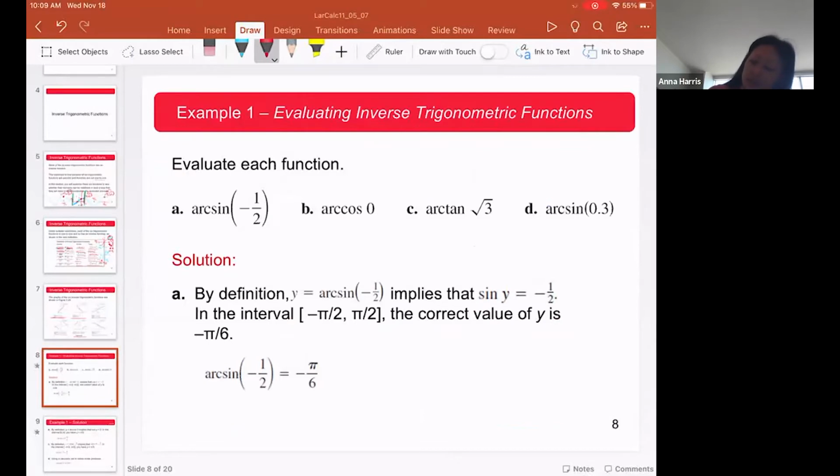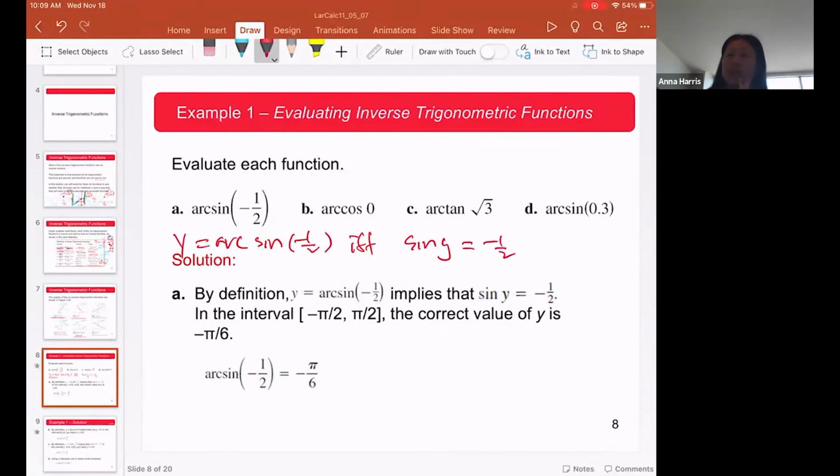Let's look at this problem. y equal to arcsine of -1/2. That is if and only if what? Sine y is equal to -1/2. That's what that means, right? So remember, this is your x. To be inverse means x and y get swapped. So y becomes x and x becomes y. That's what inverse means.